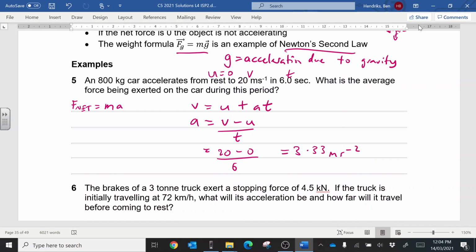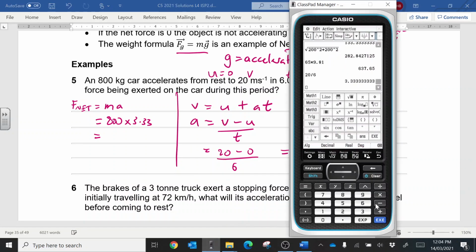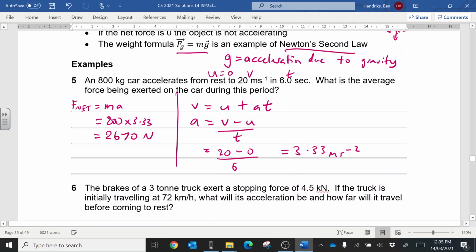Now we just need to put that into our equation. How heavy is it? 800 kilograms times 3.33. Let's go to our calculator. We're going to do it to 3 significant figures, so we're going to say it's 2,670 newtons. And these are the 3 significant figures. Great.